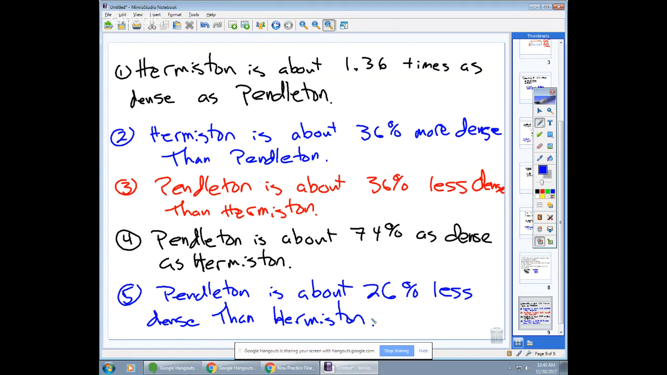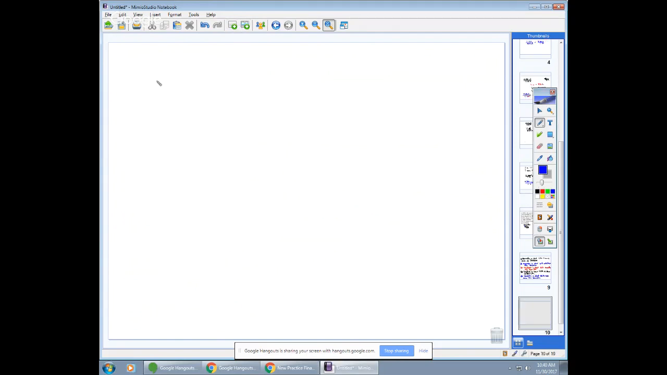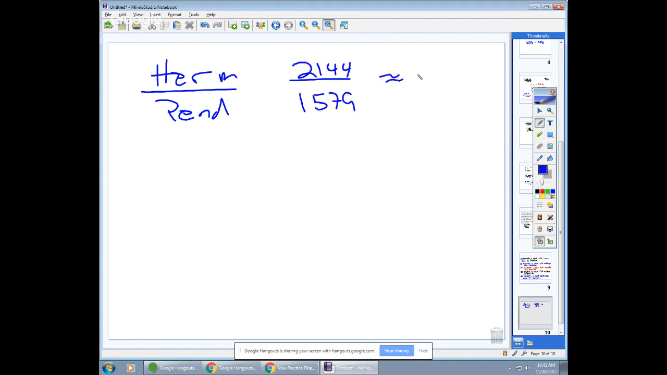Some of them are true and some of them are false. How about number 1? Did anyone have something like that one? Kristen? No? Elizabeth? You did? How did you come up with the 1.36? Okay, so you took the Hermiston population and divided by Pendleton. So that would be 2,144 divided by 1,579. And that comes up to be about 1.36.